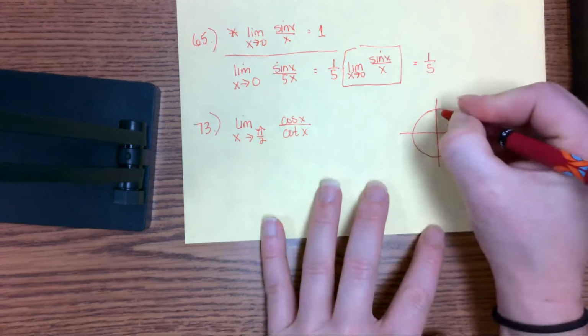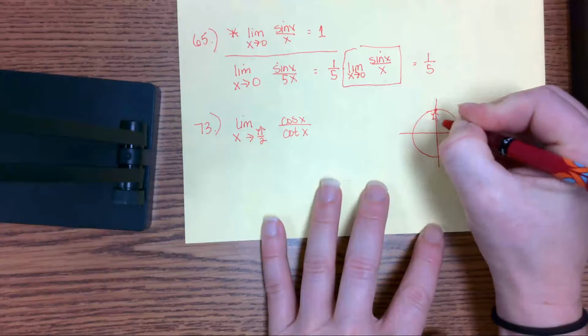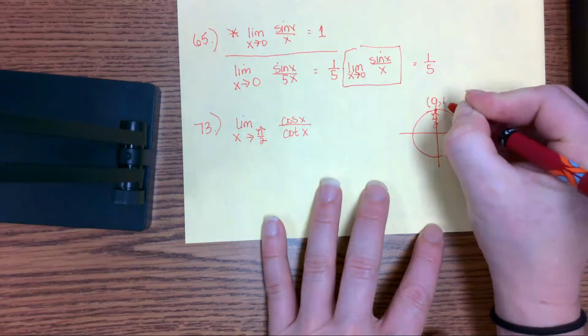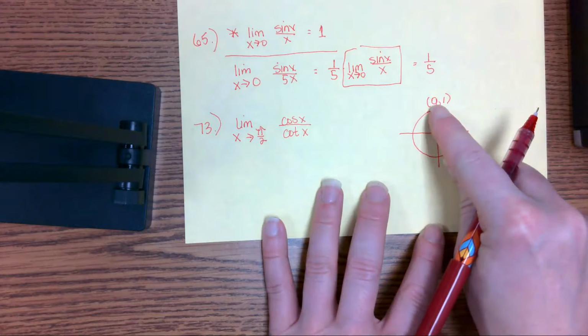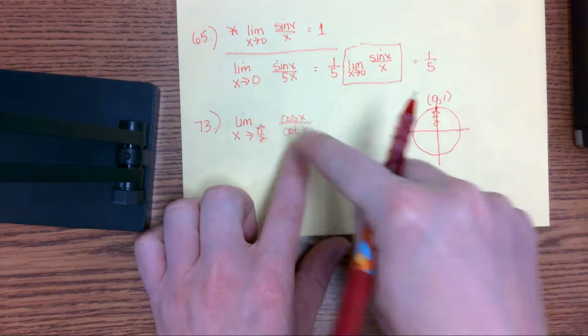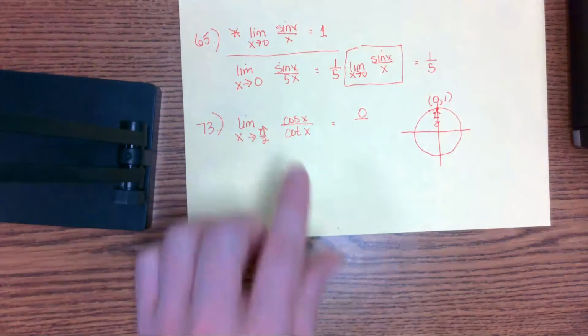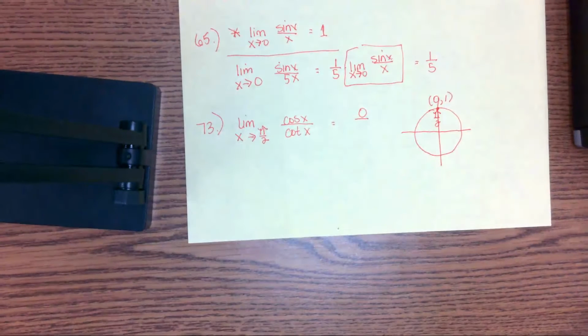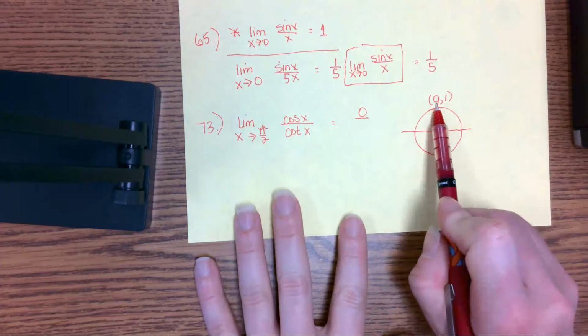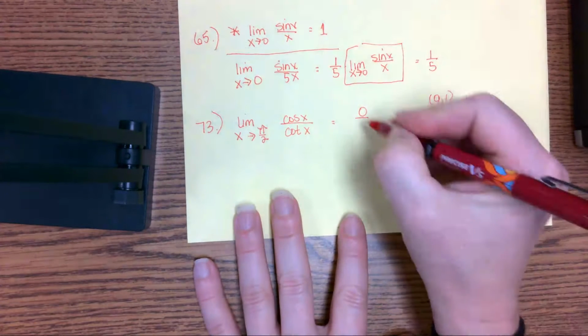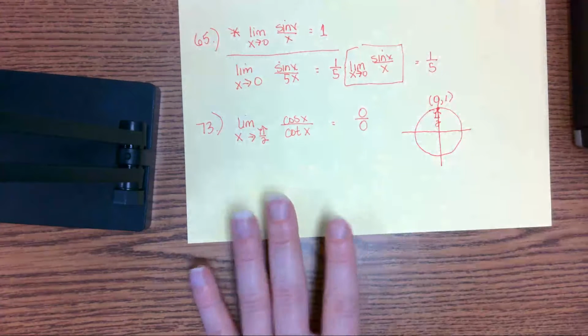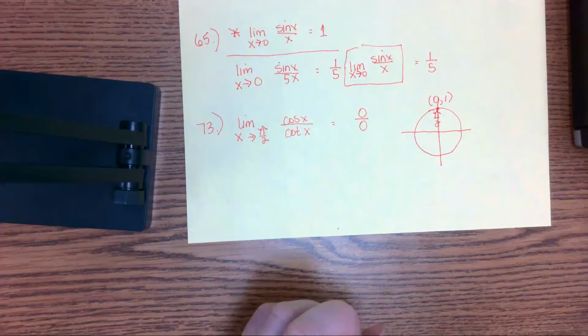Pi halves is at the top. And the cosine is 0 up there. So if I plugged in pi halves, the cosine of pi halves is 0. Cotangent is cosine divided by sine. So cosine divided by sine would also be 0. So we have an indeterminate form. So it's possible now that I can remove this.